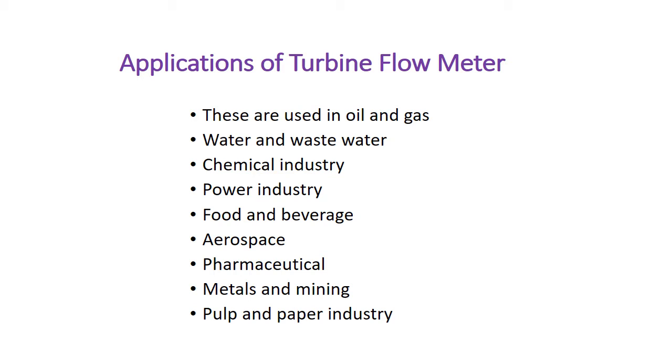Applications of turbine flow meter. As different types of fluid are required to be measured for their flow, the oil and gas industry is using turbine flow meters. Water and wastewater treatment plants are using turbine flow meters. In the chemical industry, power industry, food industry, and beverage industry, turbine flow meters are widely used. In aerospace, pharmaceutical industry, metal and mining industry, and paper and pulp industry, turbine flow meters are preferred.